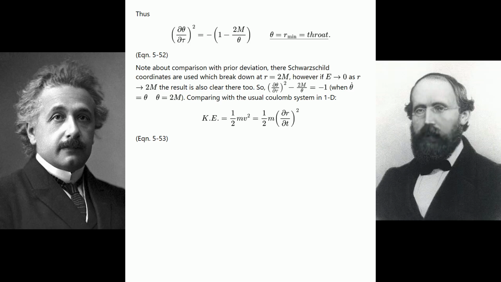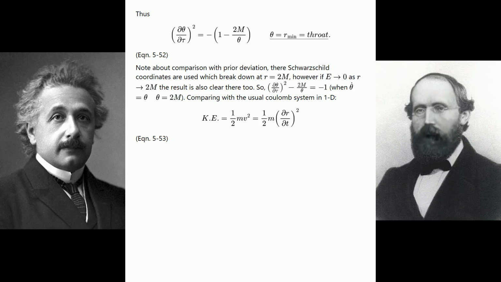Note the comparison with the prior derivation: there, Schwarzschild coordinates are used, which break down at r equals 2m. However, if E goes to 0 as r goes to 2m, the result is also clear there. So, ∂²θ/∂τ² − 2m/θ = −1 when θ̇ equals 0 at θ equals 2m. Comparing with the usual Coulomb system in 1D.